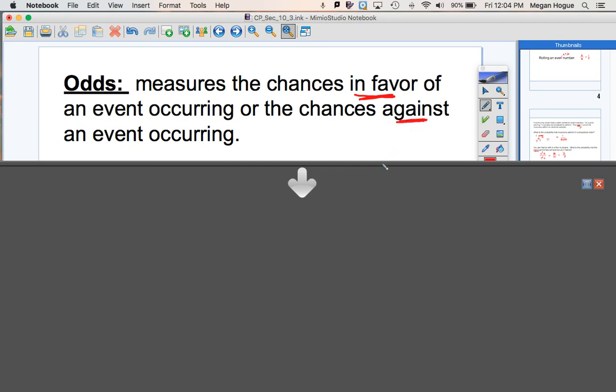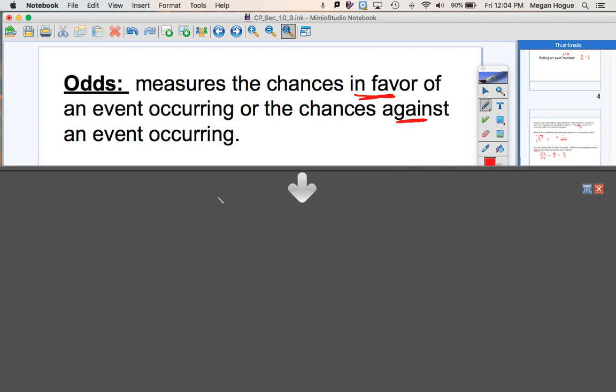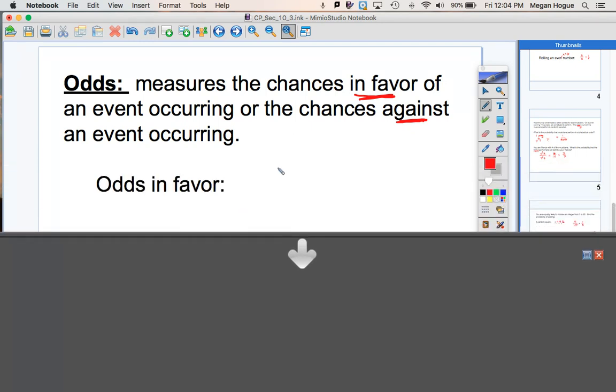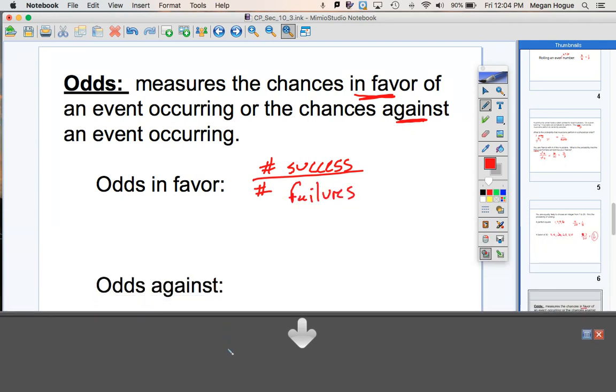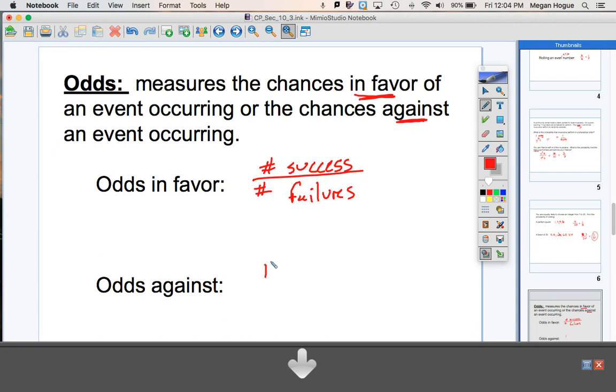Those are your 2 blanks there. So the odds in favor, the way we figure that out is we do the number of successes, not over the number of total now. Now it's over the number of failures, or the number of ways you don't get it. Whereas the odds against something happening is just the reciprocal of that, where it's flipped: the number of failures divided by the number of successes.